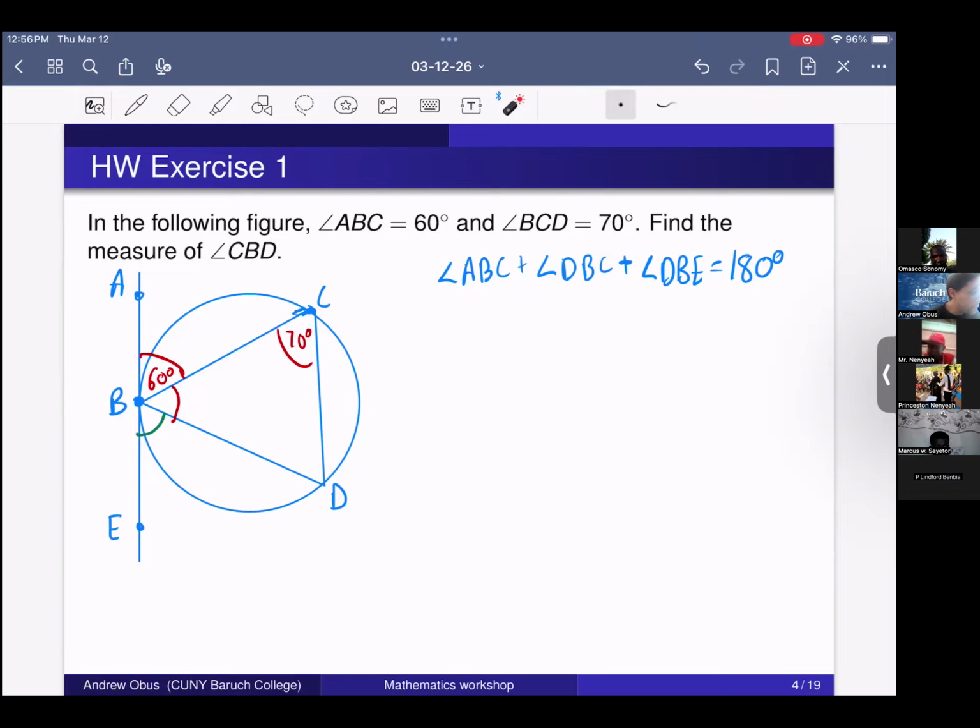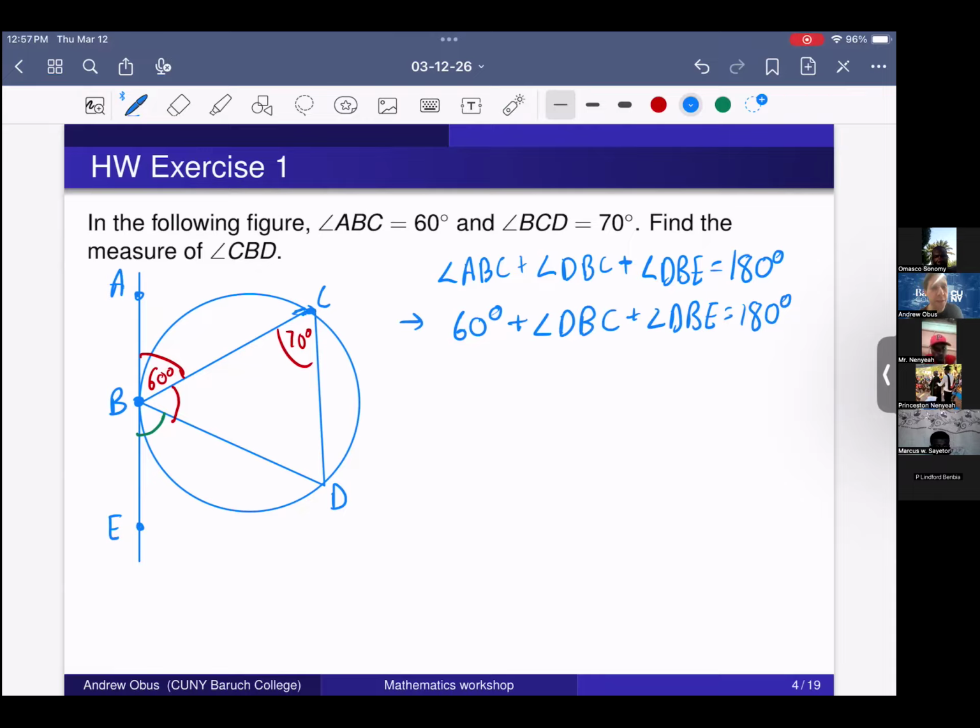So now measure angle ABC will be 60. I agree with 60. So that's 60 degrees, plus angle DBC. That's what we want to know, right? So we'll leave that by itself. And now angle DBE, how do we know? Well, I'll just write plus angle DBE for now equals 180.